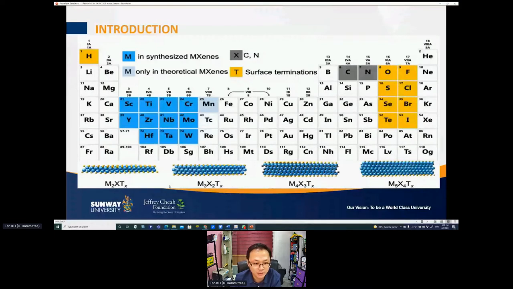If you have a look at the details, for example, I pick M3X2Tx. You actually have three layers of atoms made of the transition metal, which is represented by the blue color. In between them, there is a carbon or nitrogen atom, which is quite small, between the transition metal layers. Then at the top and the bottom, the transition metal is coordinated by the surface termination ions, which are represented by the orange elements here. They could be halogen atoms, oxygen, and so on. So there are quite a number of choices that we can manipulate to produce a variety of MXenes.